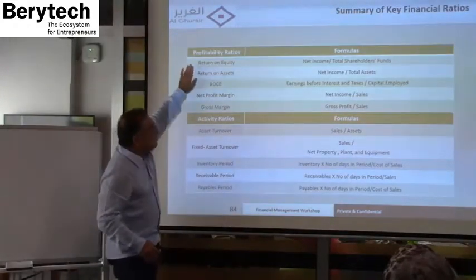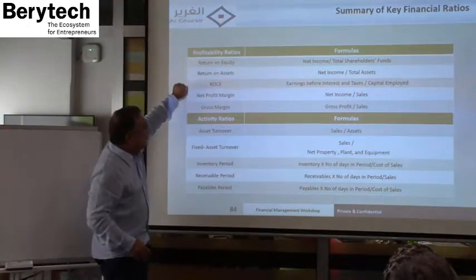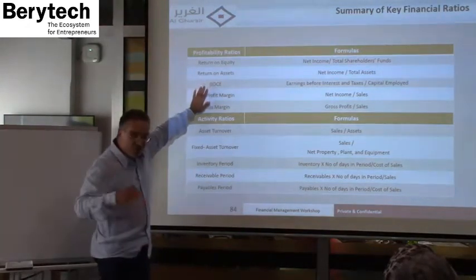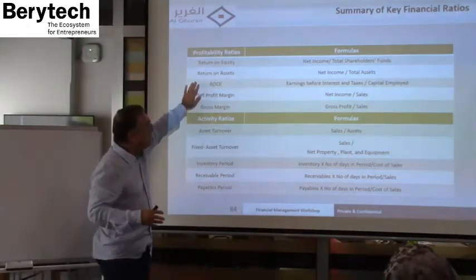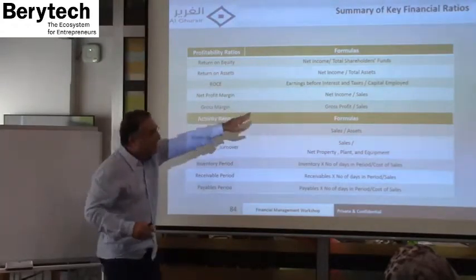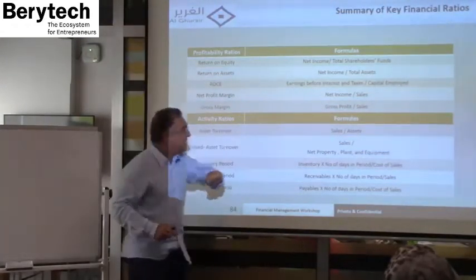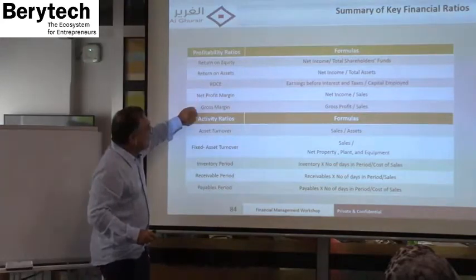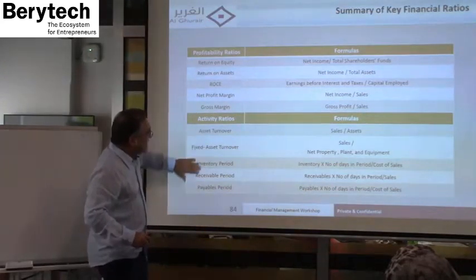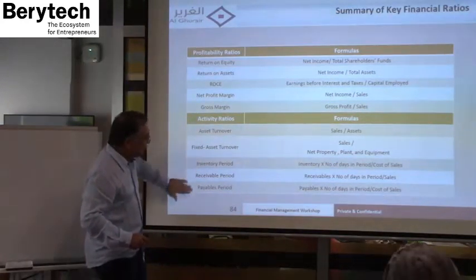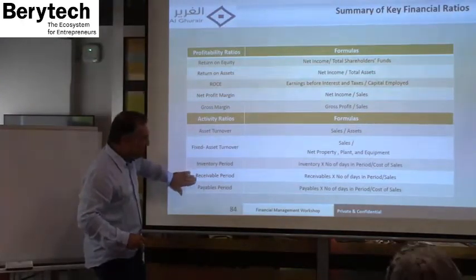Profitability: return on equity, very often used. Return on capital employed, or return on invested capital, is also very much used. Earnings divided by the capital employed, which is basically debt plus equity. Net profit margins, gross profit margins. On activities, you have asset turnover, the most important one, inventory period, receivable period, payable period.